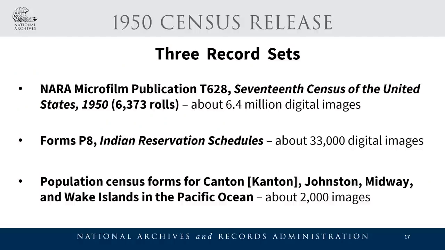The 1950 census release consists of three record sets. The largest of these consists of about 6.4 million digital images from microfilm. The second record set of schedules from Indian reservations consists of about 33,000 digital images. And finally, there are about 2,000 images for population census forms for Canton, Johnston, Midway, and Wake Islands in the Pacific Ocean. We'll talk about each one of these in more detail as we go along.